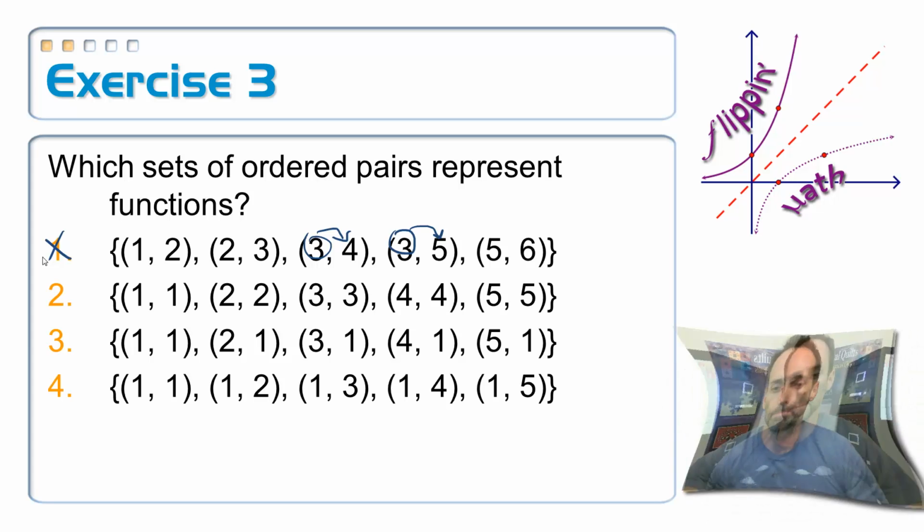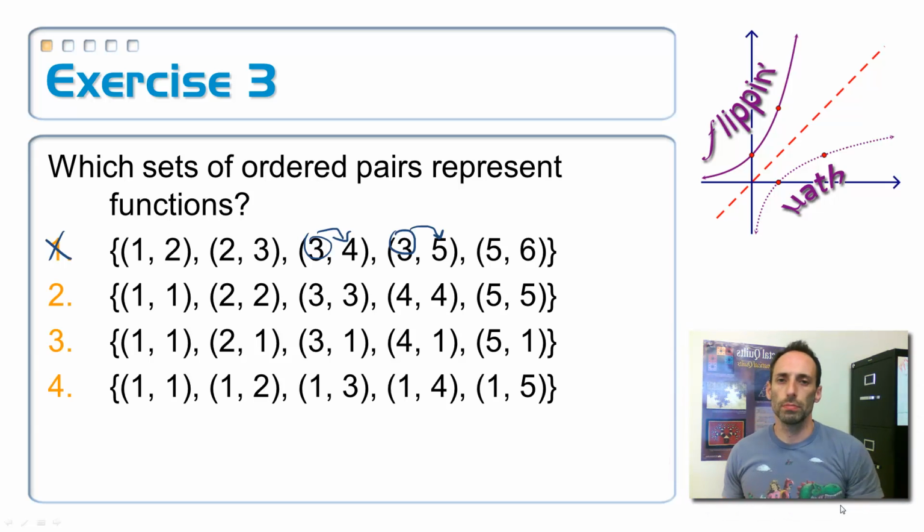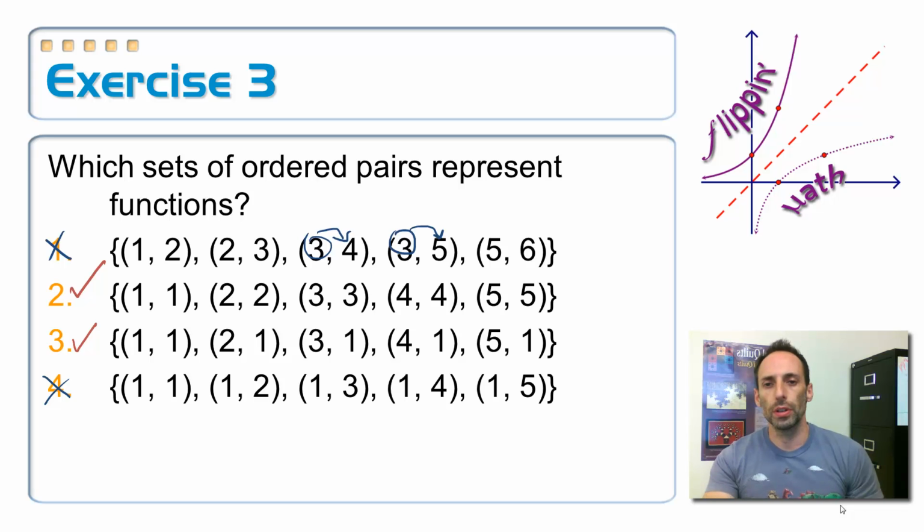Okay, this one should have been also pretty easy for you, right? So here are your answers as they bounce in. Number 2 checks out. Every input has just one output. Number 3, it also checks out. Every input has one output.